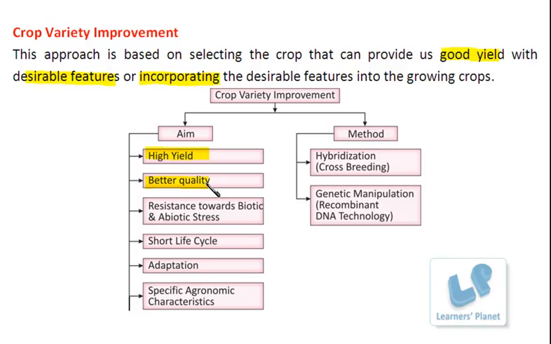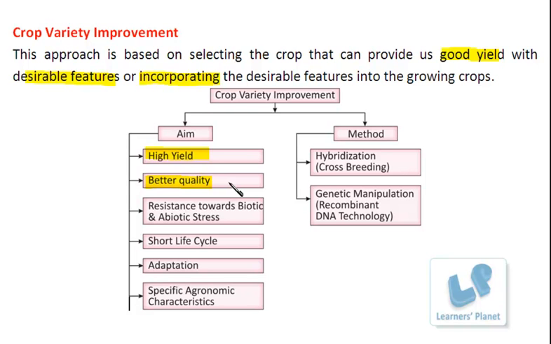Then comes the quality. Quality is actually related to the content which is present in the particular type of product. For example, the crops are improved according to the particular composition. Let me say, if I discuss here about the pulses, then pulses are rich in protein, isn't it? We include these pulses in our diet for the protein content. So these particular pulses should have high proteins. So this is how the quality is considered.